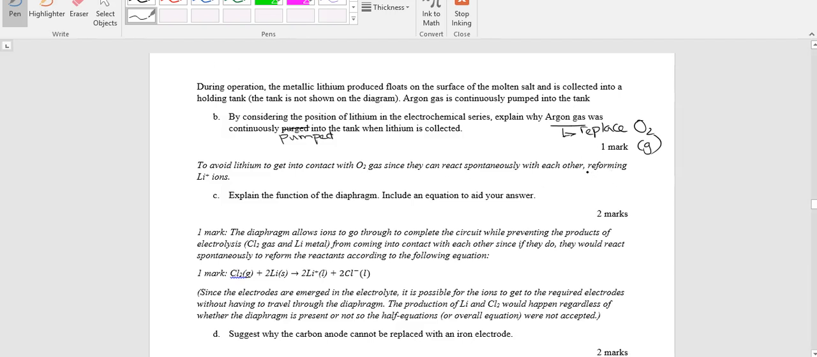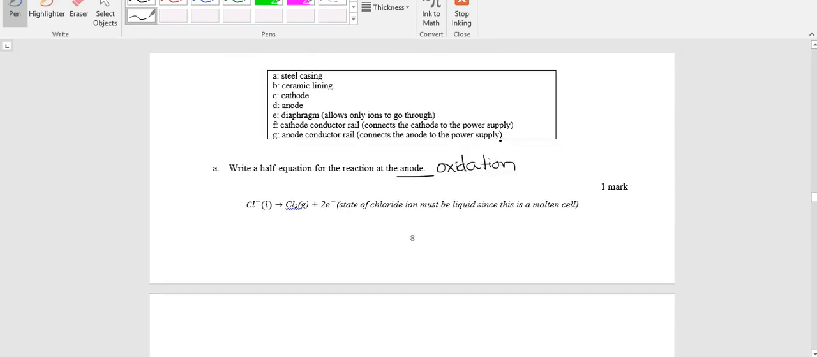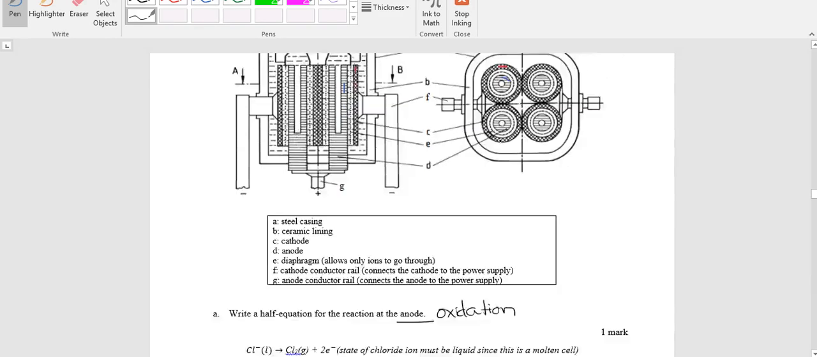Now, I tend to refer back to the purpose of the cell. If you want to produce lithium metal, you really need to make sure that lithium ions are not accidentally remade, because if you go through all of that trouble just for lithium to react with something else and turn to lithium ions again, then all of that hard work has gone to waste. That's not what we want.